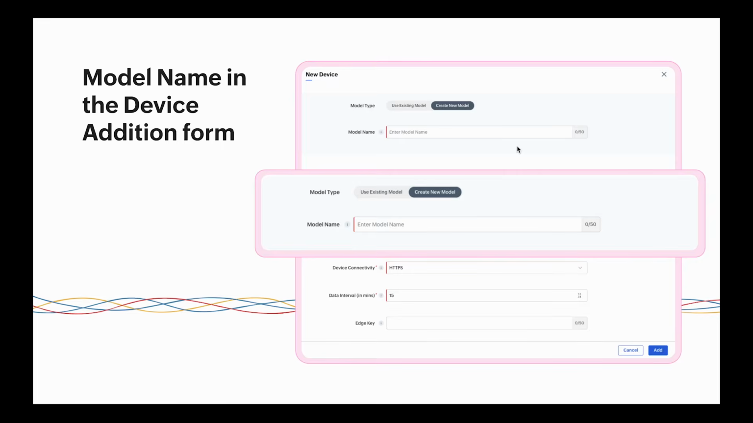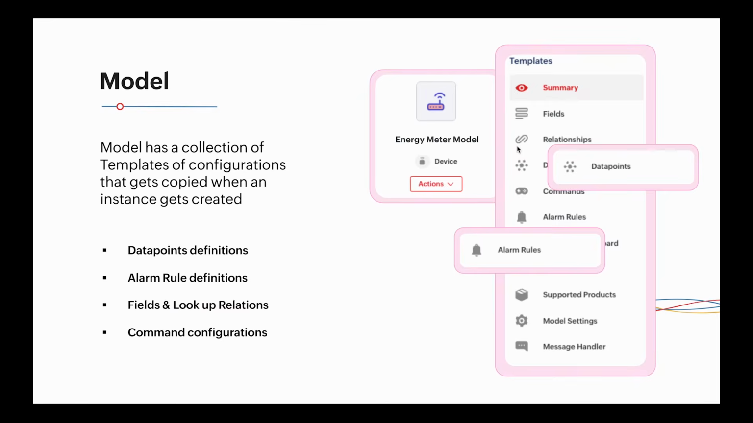The other way of doing it is first start with model definition in the developer portal, define them clearly, and then go ahead and add the instance. You can do either way, right? So what does this model have? This has a collection of templates of configuration that gets copied when an instance is created. So it has fields, relationship definitions, data point template definitions, command templates, alarm rules, model settings, field settings, and a message handler. All these are defined as part of a model, so that it gets replicated for every instance.